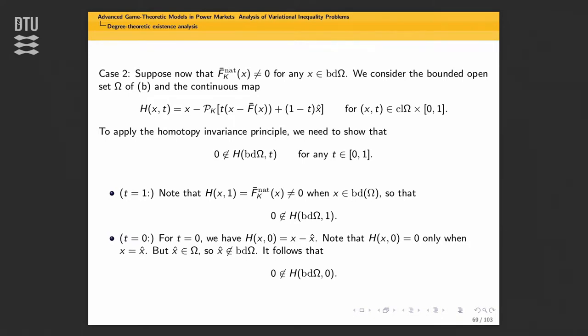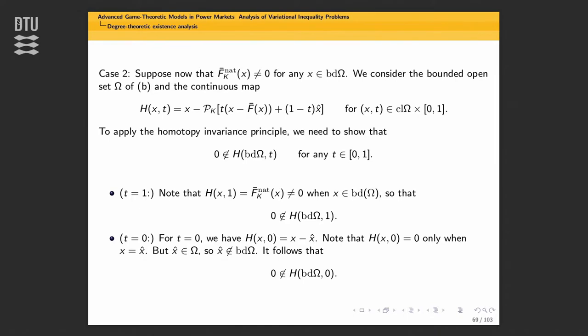Okay? And the reason why this is useful is this is going to be our starting point for just using a degree theoretic argument. Okay, so we're going to consider the bounded open set omega that we had, and I'm going to construct a homotopy. Now look, this homotopy is slightly different. I think somebody else had this question about using different homotopies, but here's a somewhat different homotopy that we used.